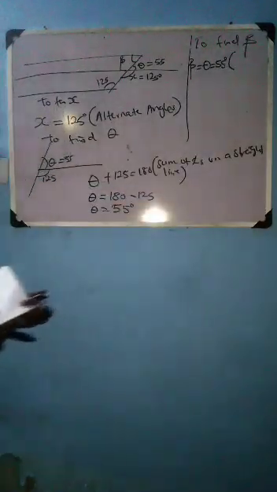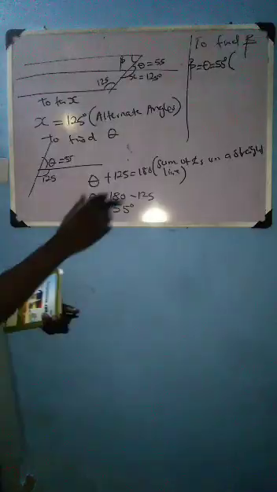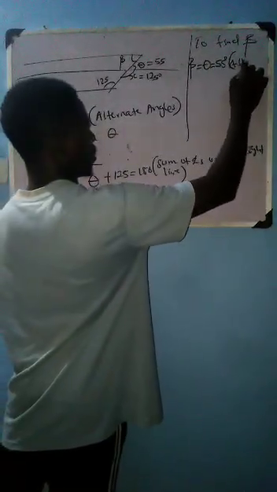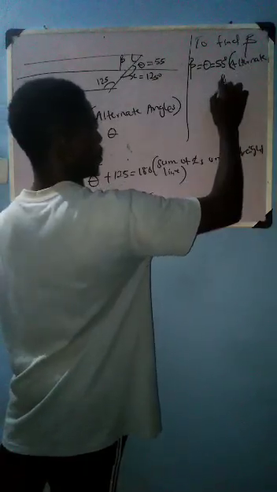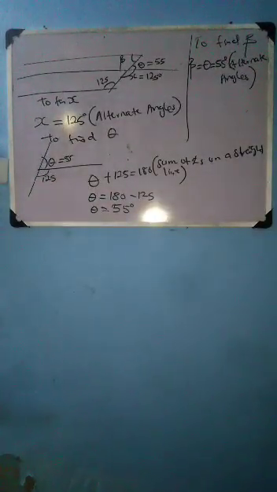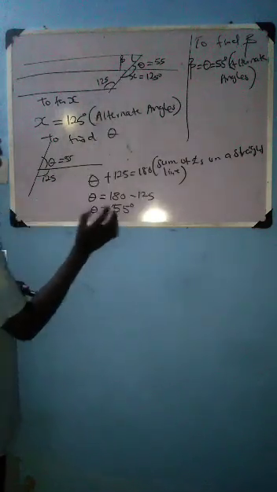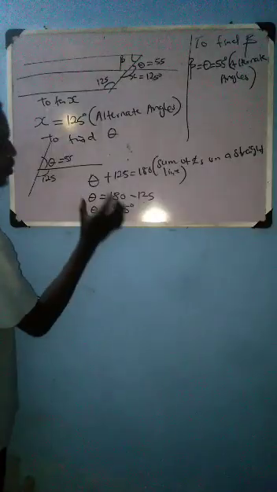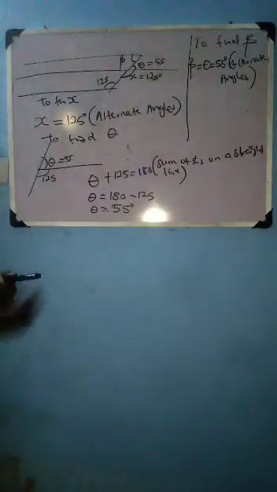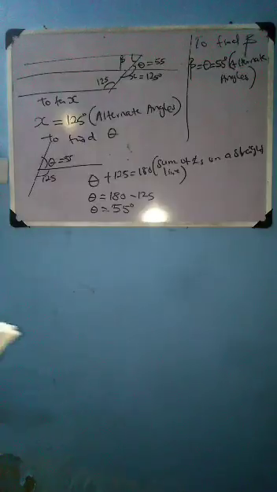Why? Alternate angles. Simply, angles in an opposite direction are referred to as alternate angles. First of all, we started with this one, which is opposite of this one. Alternate angles. We didn't know this one, so we used sum of angles on a straight line to find theta. Now theta is in opposite direction with beta, so it is alternate angles. And alternate angles are what? Equal. Is that not so? So that's why we have that.